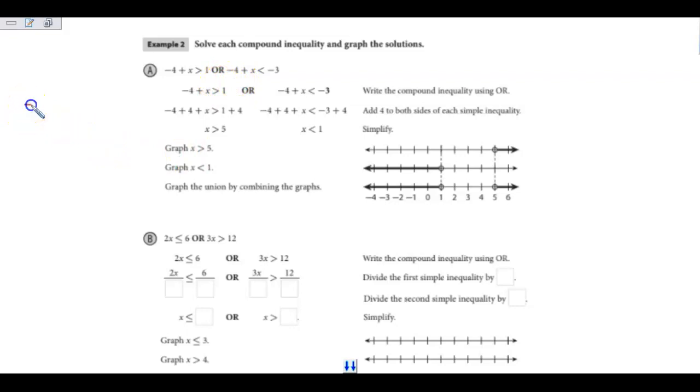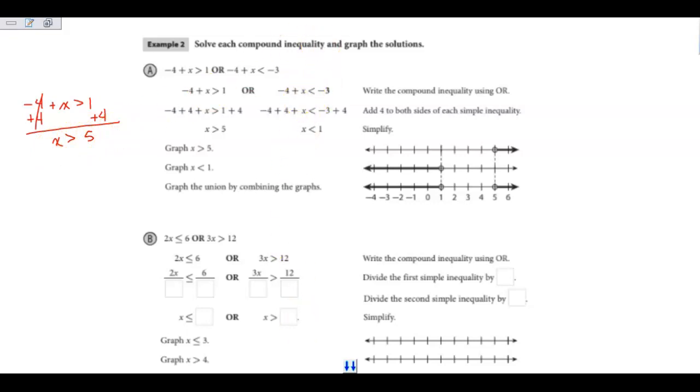So we have negative 4 plus x is greater than 1. I want x by itself, so I'm going to add 4 to each side to move that 4 over. So that's 0. X is by itself. Go ahead and bring down my inequality symbol. And 1 plus 4 is 5. So we know that x is greater than 5.